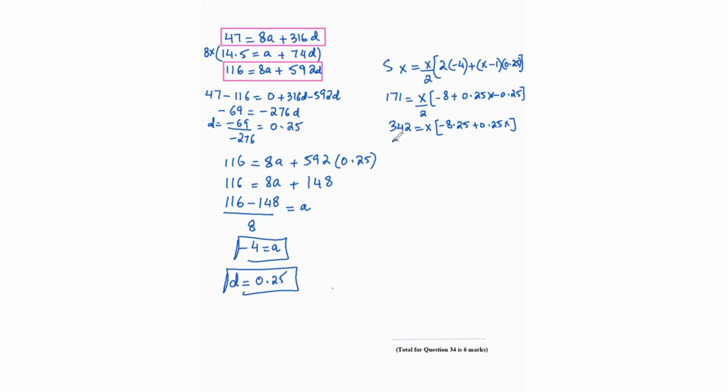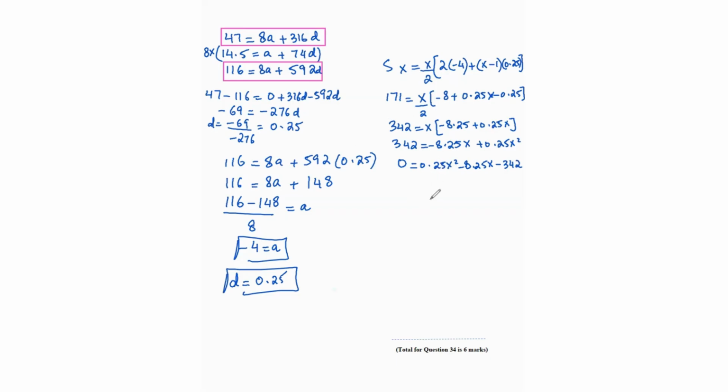Multiply the x with the bracket. So that's going to be negative 8.25x plus 0.25x squared. So 0 equals 0.25x squared minus 8.25x minus 342. Now we have to solve this quadratic equation to find the value of x.